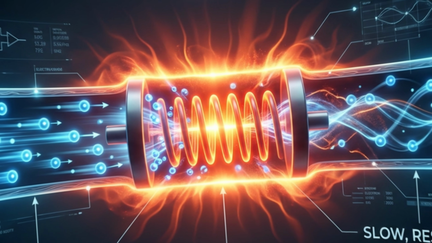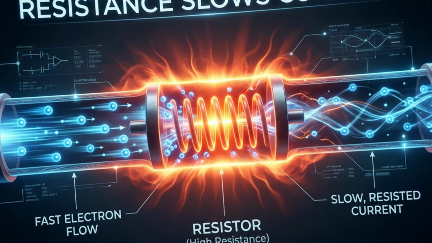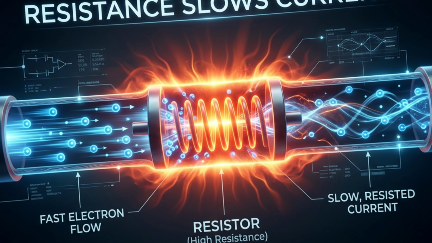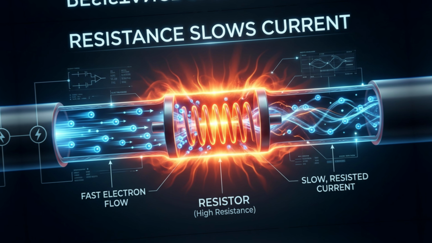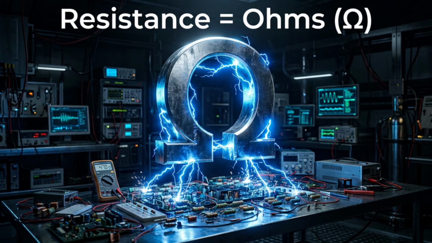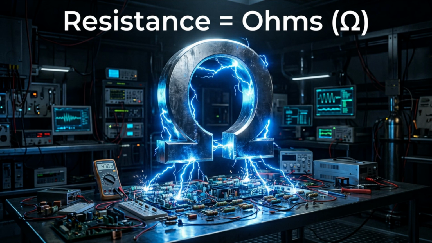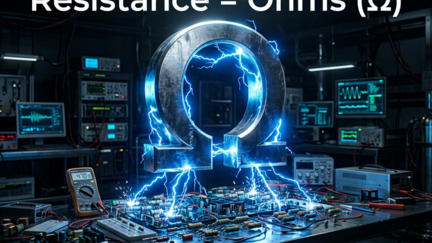Now let's talk about resistance. Resistance is anything that slows down the flow of electricity. Every wire, every light bulb, every appliance has some amount of resistance. Resistance is measured in ohms. Its symbol is the Greek letter omega. The higher the resistance, the harder it becomes for electricity to flow.